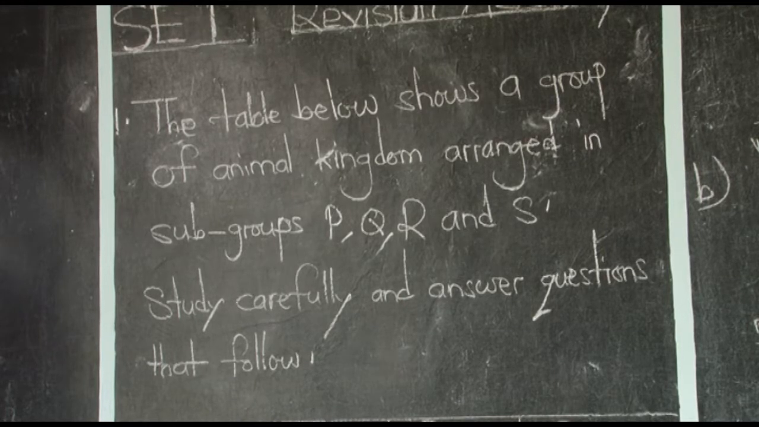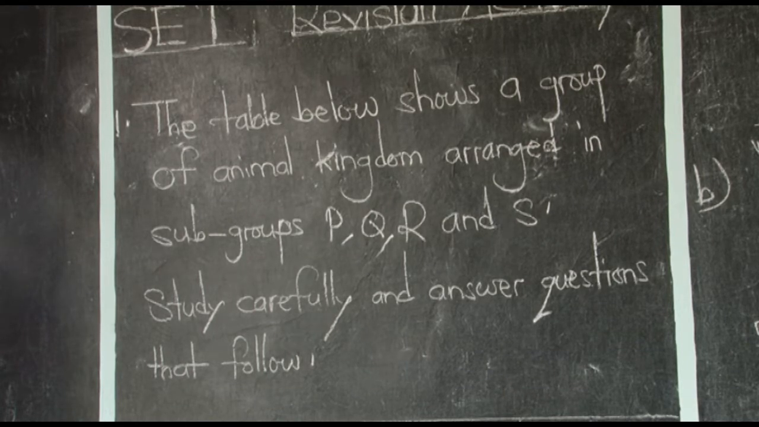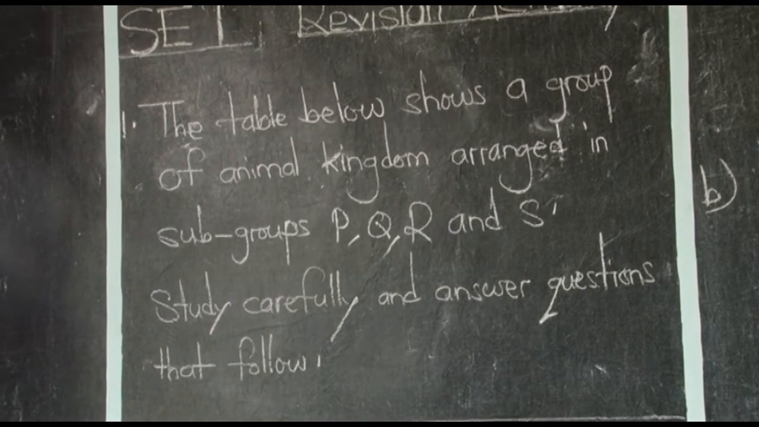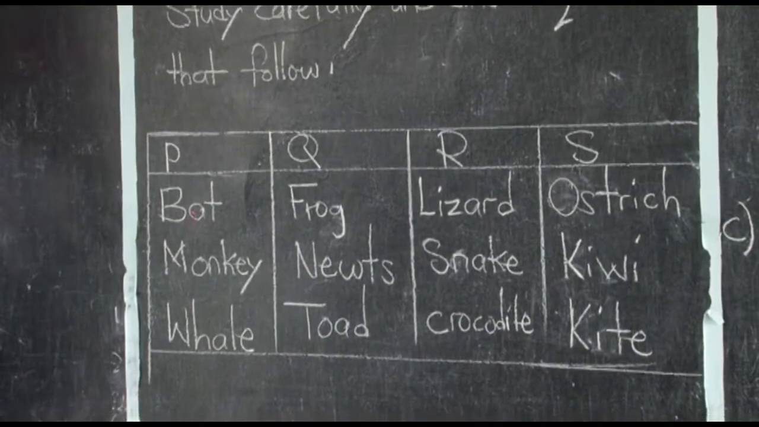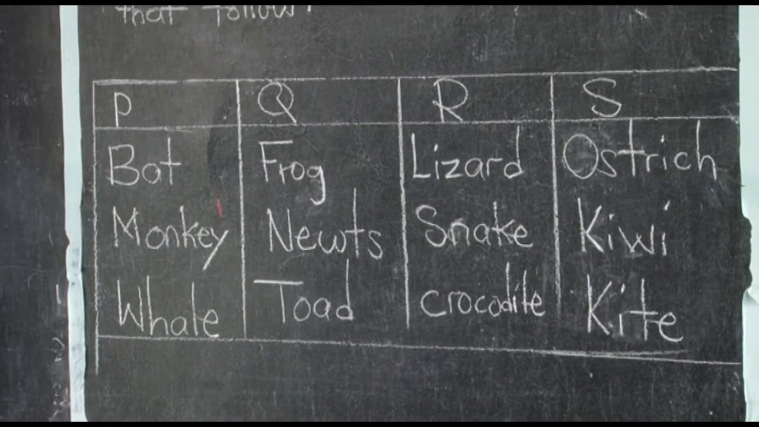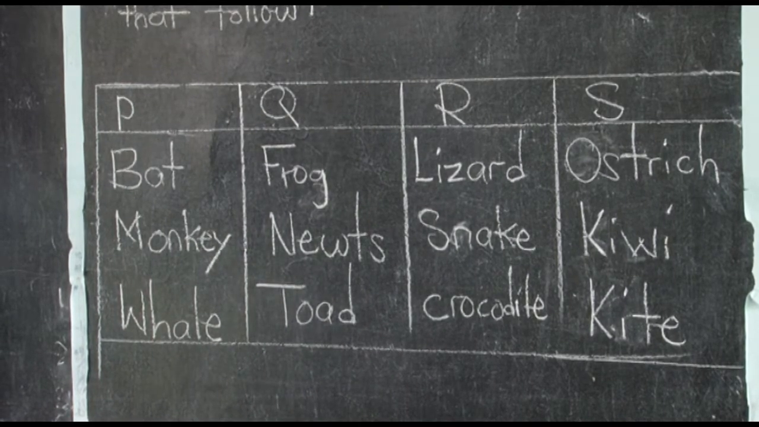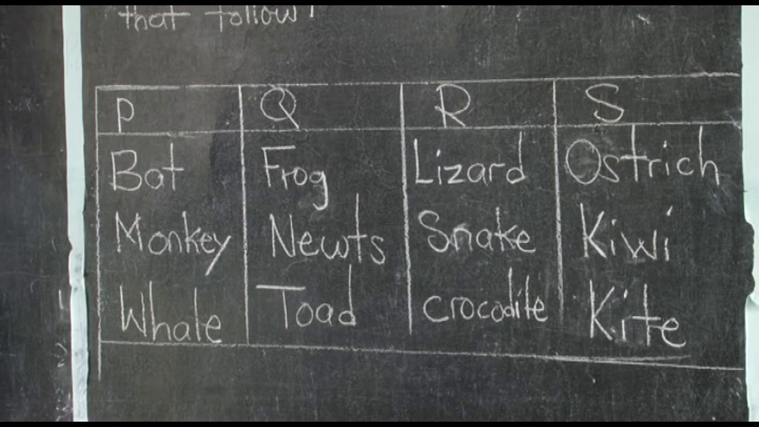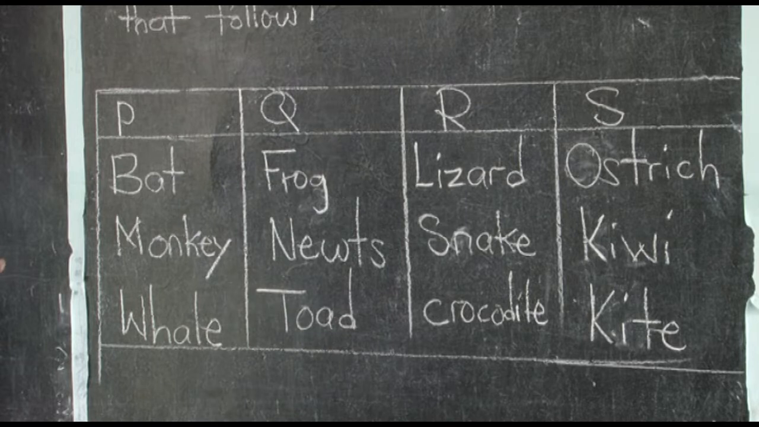When you look at the question, we need to first analyze to understand, look at each subgroup, and then we are able to answer the questions that follow. Let us look at subgroup P. In P, we have bat, monkey, whale. When you look at this, we can simply understand that these are mammals. We can move to the second subgroup, that is Q. As we look at the frog, newt, toad, from our previous lessons, we can see that these are amphibians.